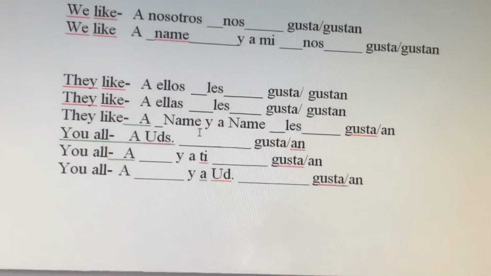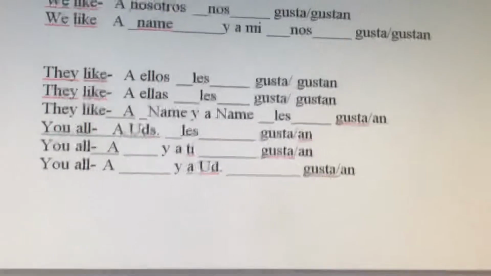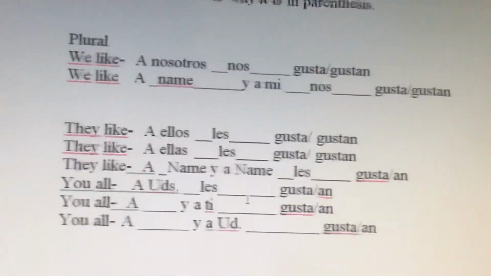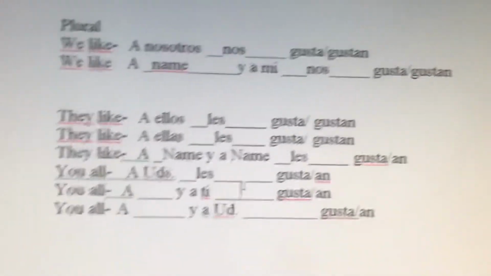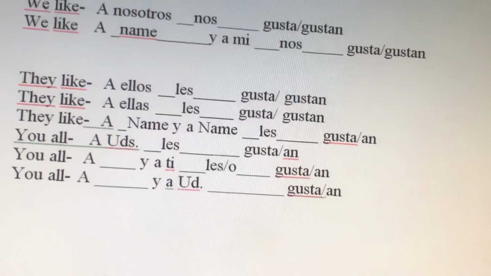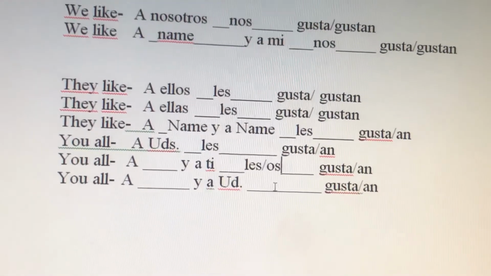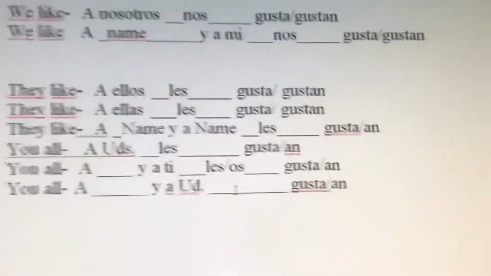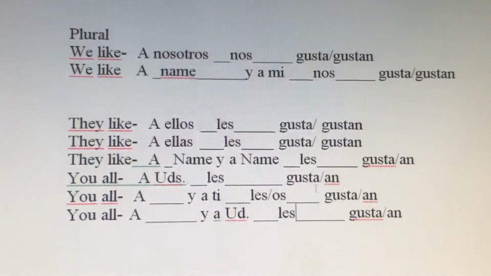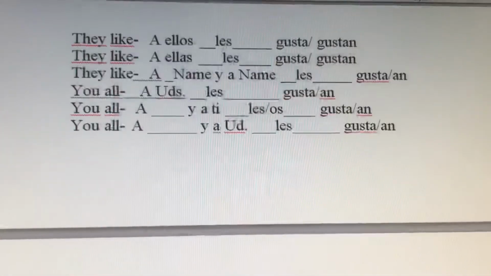A ustedes, les. And then you all here would be like any one name y a ti, and that is also les. It could also be vosotros here, so you could use os, but you know we don't use vosotros. This is any one name y a usted. That's the formal version, so that cannot be vosotros, so it could only be les. And notice all these are gusta and gustan. We'll talk about later how to choose between gusta and gustan. Oh, actually, that's our very next slide.